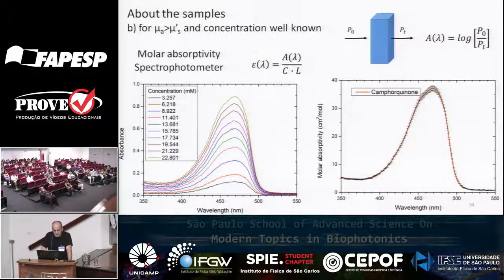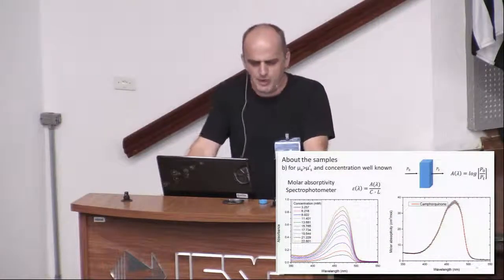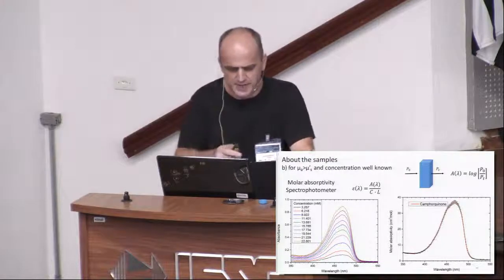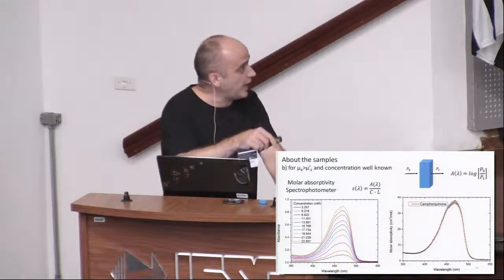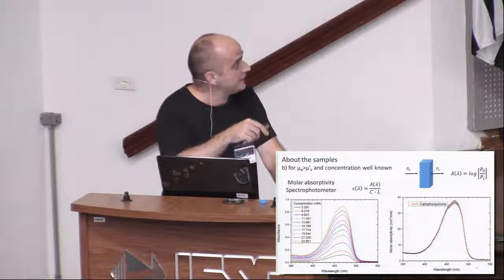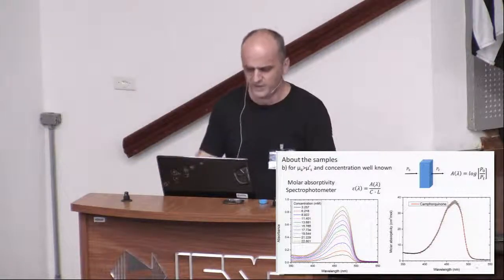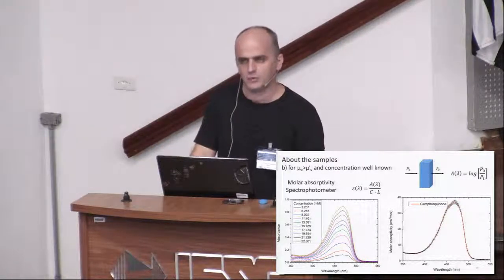If your sample is low turbidity, you can measure molar absorptivity. Then you have access to your photosensitizer or the different sample you are interested in. But the problem here is that you are measuring only the transmitted power. That is valid only if you have no turbidity.